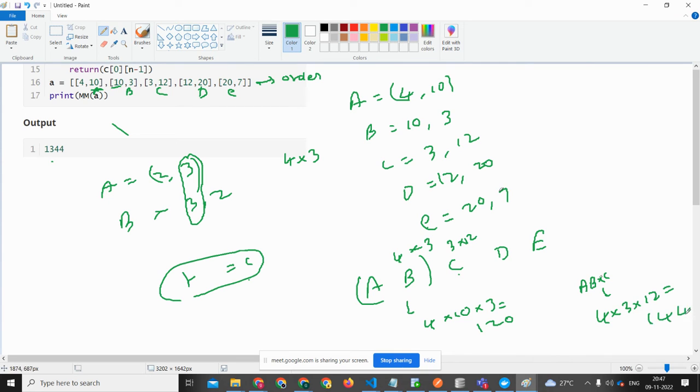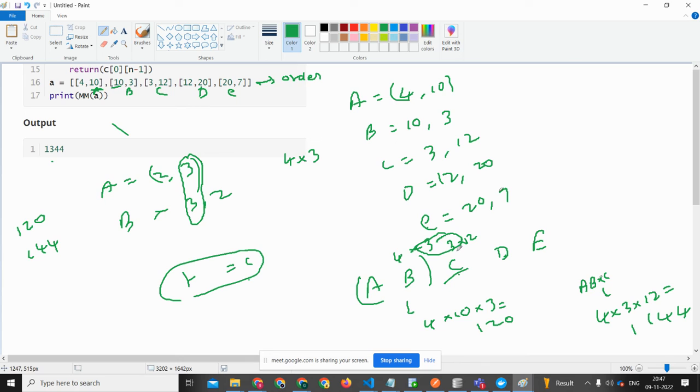I mean, the order of the answer. In total, the number we have done is 144 plus 120. And now we have an output which is 4 into 12. Since this is common, ABC is 4 into 12. So 4 into 12 is compatible with D.